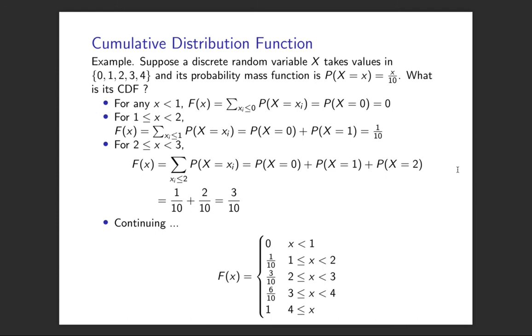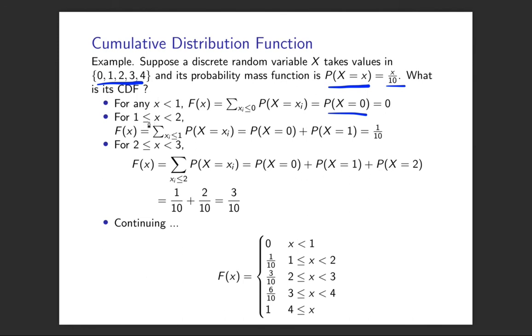So let's look at an example. Let's just pick an artificial one. Say the probability X equals x is x over 10, just picking something out of the air. What's the CDF? X can take the values 0, 1, 2, 3, 4. The probability X is less than 1 is the probability that X equals 0. So for x less than 1, the CDF of x is just the probability X equals 0, which is 0.